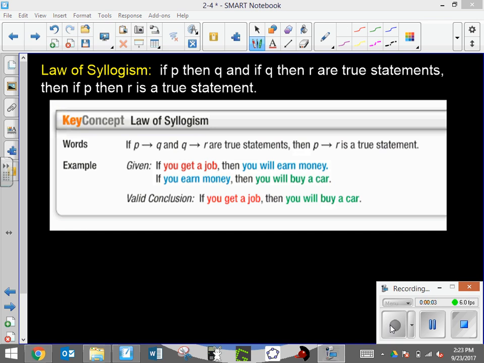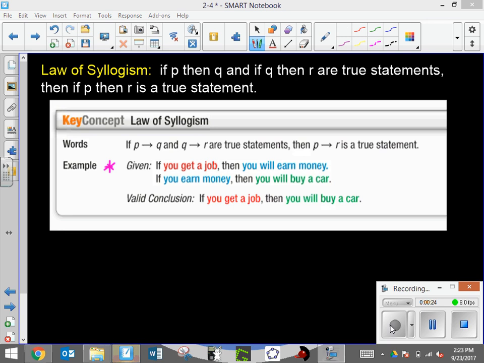Next, we're going to draw valid, or possibly invalid, but we're going to try and draw valid conclusions using the law of syllogism. So this time, they're going to give us two statements, and they want you to try and come up with a valid conclusion that we can draw out of it. So the example that they give us is this.